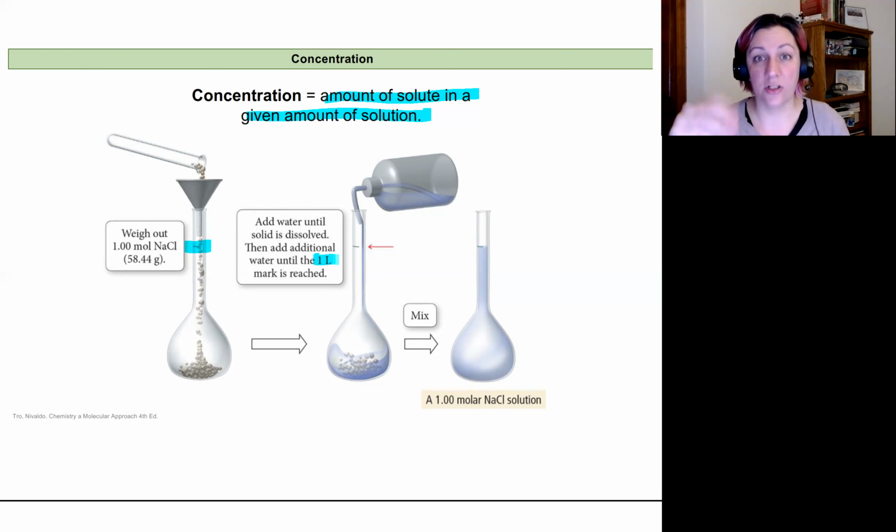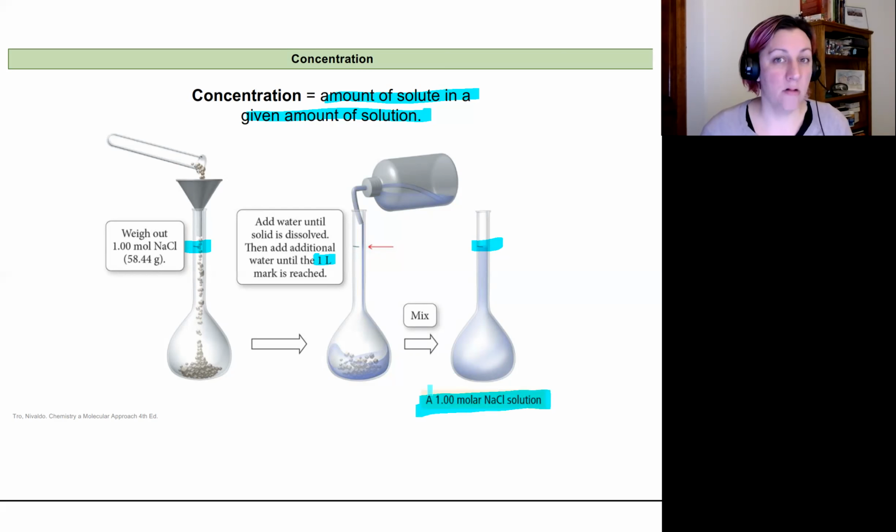Then I would stir and stir and stir, or swirl, or shake until it dissolves. Then I'm going to add water again until I hit that one marking, that fill line for 1 liter. Then I have a really exact measurement of the amount of the solution that I have, which is great. I've been able to weigh out the mass of my solute, usually to at least 2 or 3 decimal places, so I can get pretty accurate concentrations. This is how you would make a 1.00 molar solution of sodium chloride.